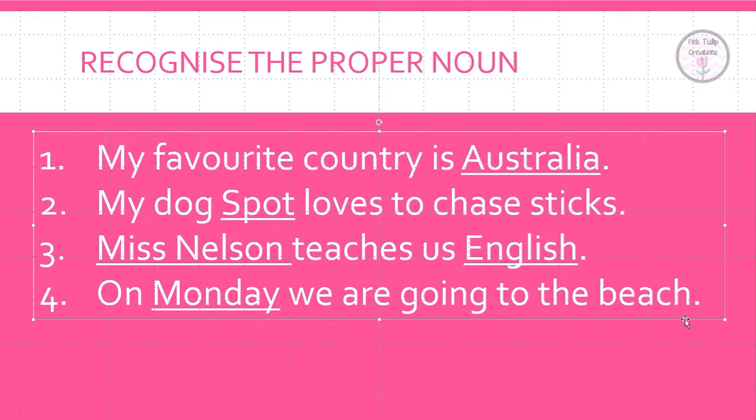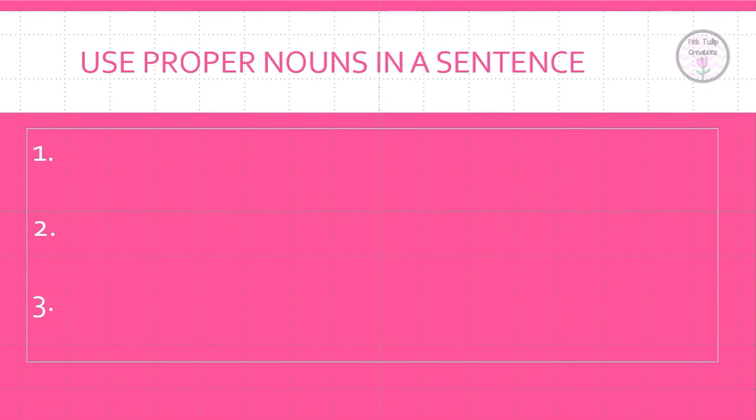Hopefully now you are pros at finding the proper noun in the sentence and being able to see it. Now we're going to use proper nouns in a sentence correctly. So proper nouns always have to start with a capital letter. Okay? If you don't start the proper noun with a capital letter, it is wrong. And it's something that's very easy to make that mistake with.